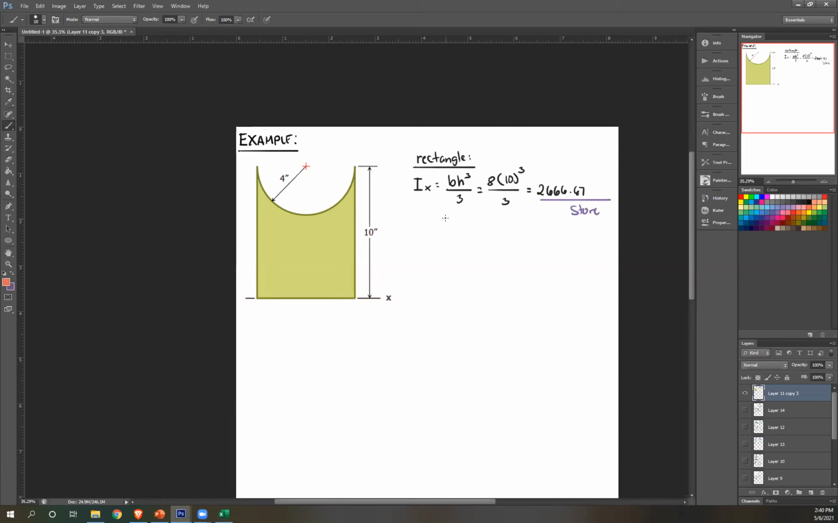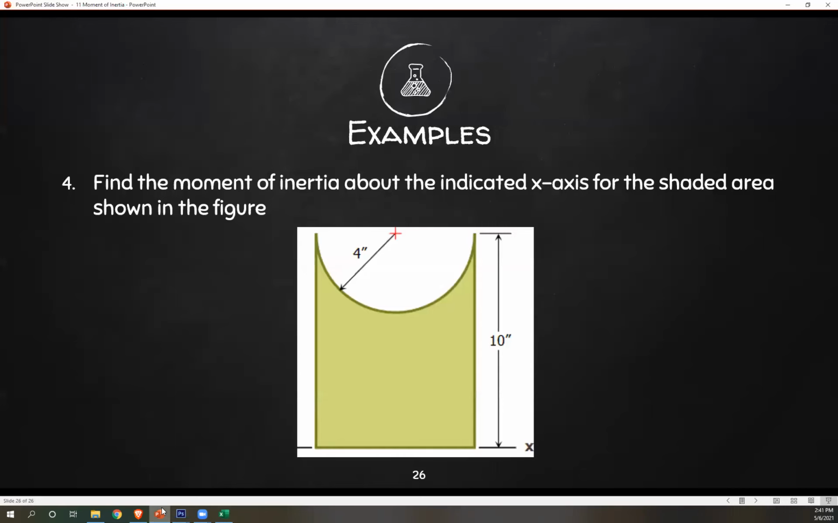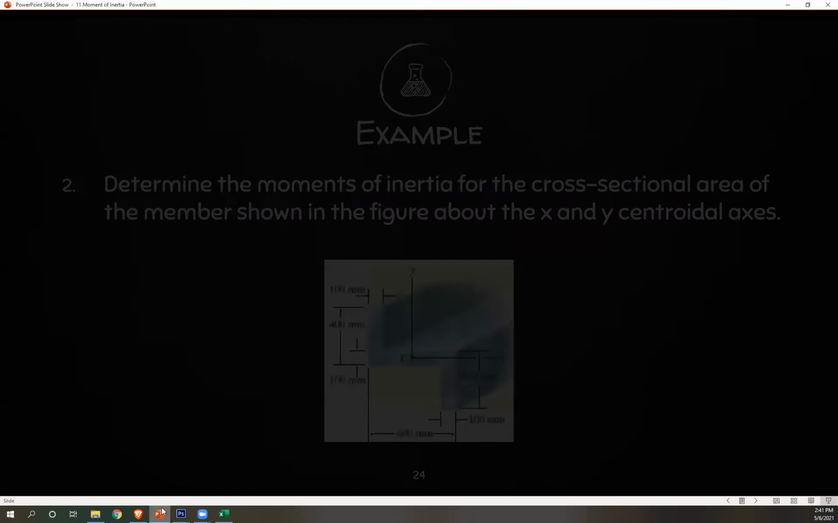Next, for your circle, rather semicircle. As you can see, the centroid of your semicircle is not on the reference axis, so I need to use the parallel axis theorem. So Ix equals Ix bar plus AB squared. Now I have to know what Ix bar is for a semicircle. So let's look at our equations.